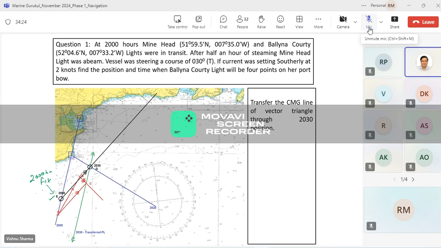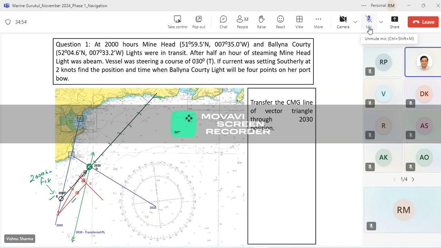Am I right? Yes or no? Correct? Yes, sir. You see, here AC was CMG. ED is also CMG, but AC was only giving you direction. But when CMG is drawn through this fix, this actually becomes a line on which the vessel will remain unless something's changed. The vessel will remain on this black line.